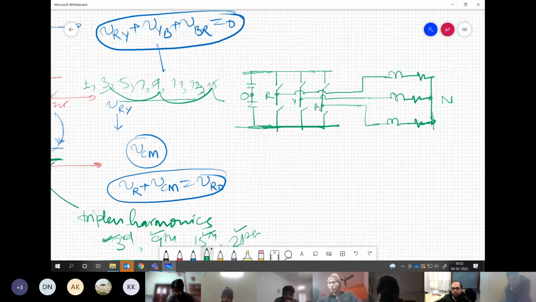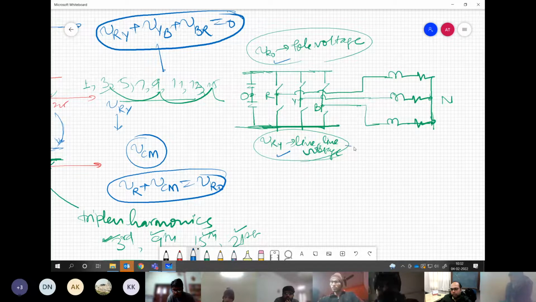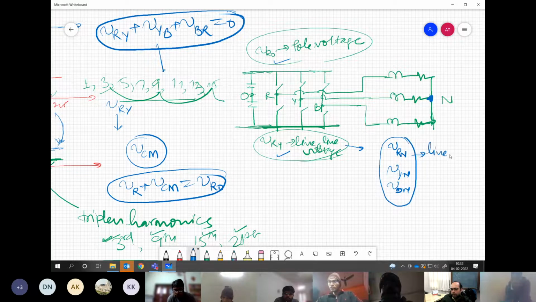So when we say VRO, we are referring to the term called pole voltage. When we are referring to VRY, we call it line to line voltage. Just understand these terms properly. And the phase voltage, which we have worked out through the line to line voltage, we basically call VRN, VYN, VBN. Now we are taking it with respect to this neutral point. So these are called line to neutral voltages.